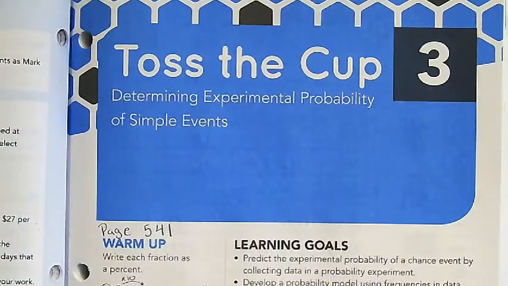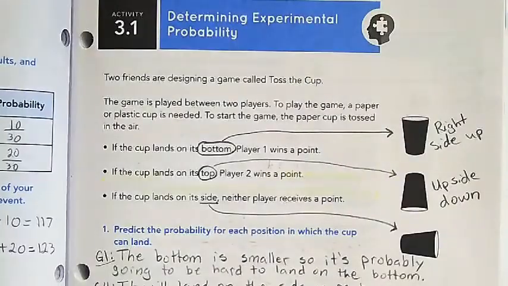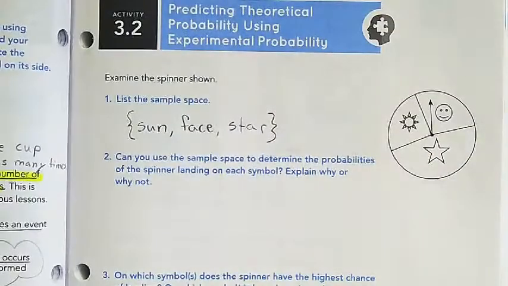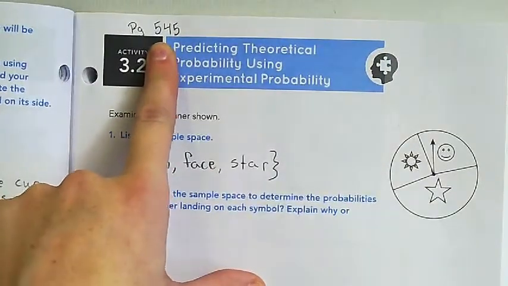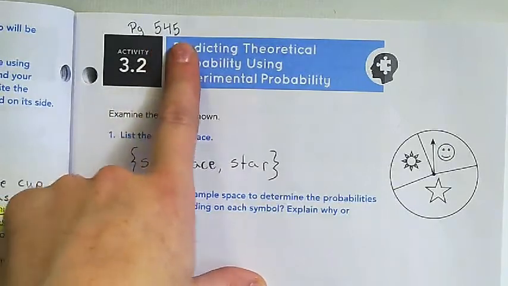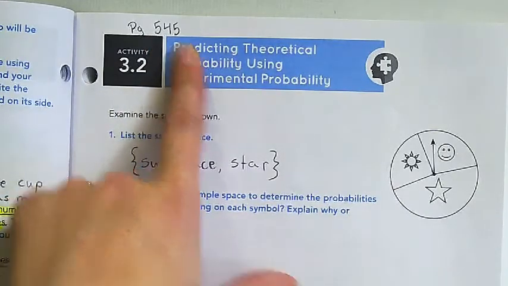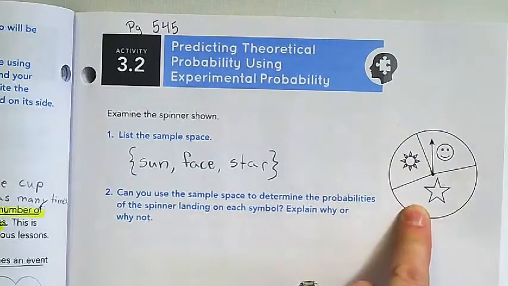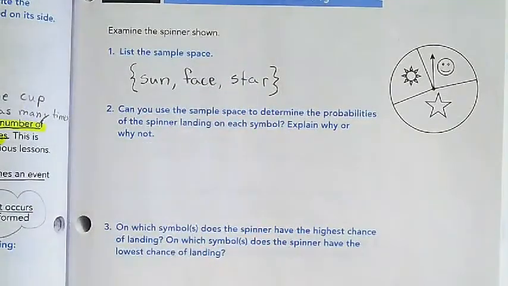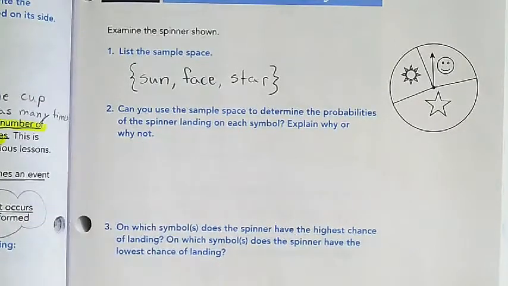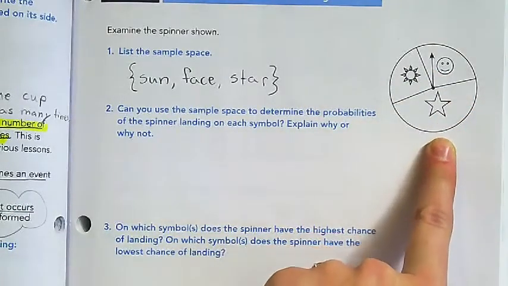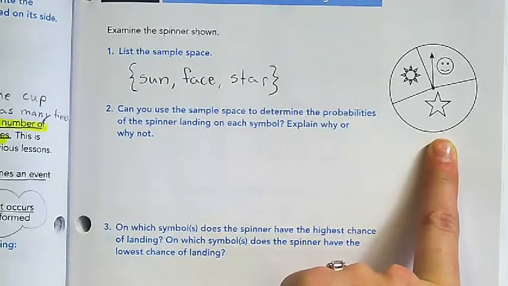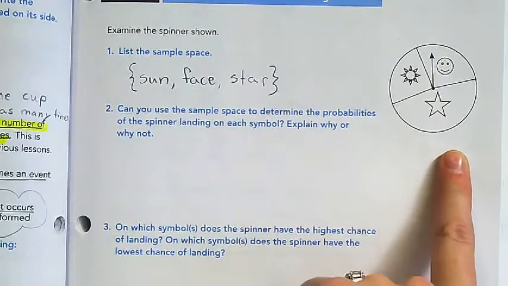Continuing on with lesson number 3, toss the cup. Yesterday, we started activity 3.2 on page 545. Looking at this spinner, I don't have this page filled in because if you remember, it was a lot of your opinion. You looking at the spinner and making predictions and observations about what's going to happen when you do the experiment.